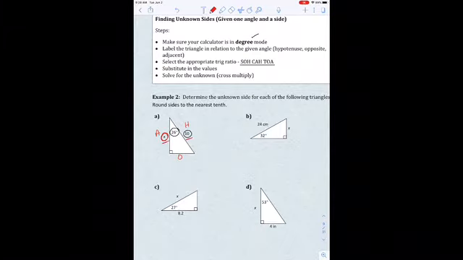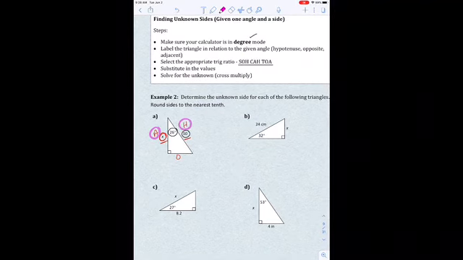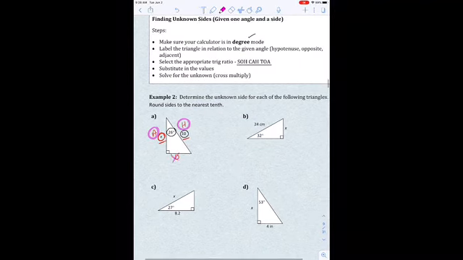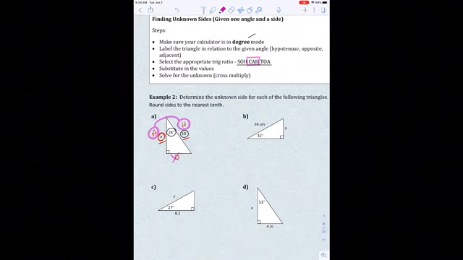So I'm looking at using the adjacent side. I want to find the adjacent side, and I've got the hypotenuse. The opposite side, I don't care, don't want it, I'm going to ignore the opposite side. So if I only am concerned with the adjacent and the hypotenuse, I look up at my ratios and I say, which ratio involves the adjacent and hypotenuse? Well, that is, of course, the cosine ratio.